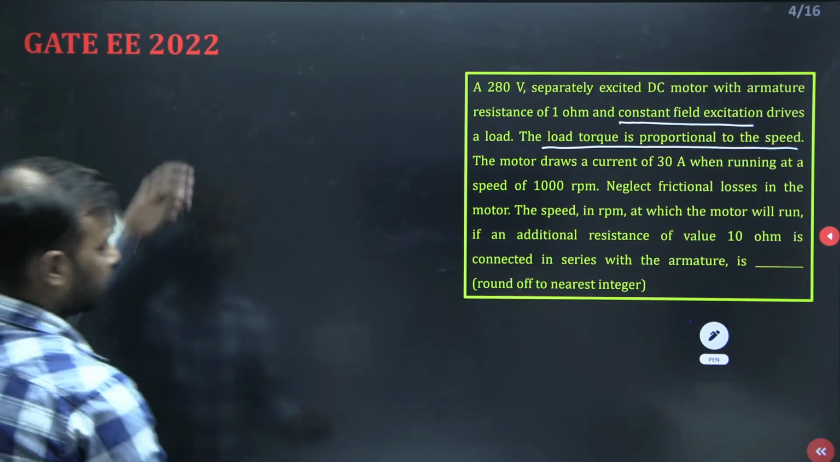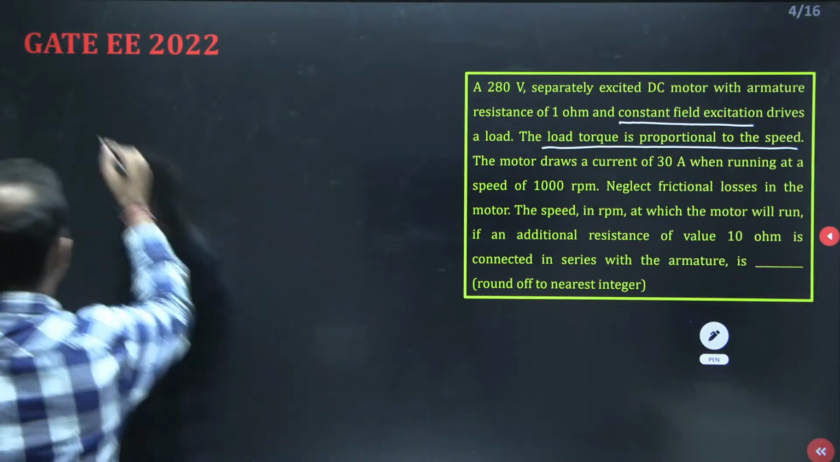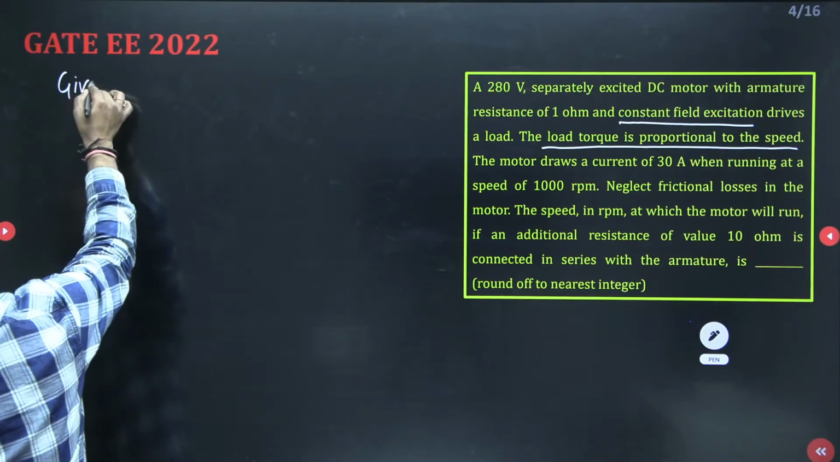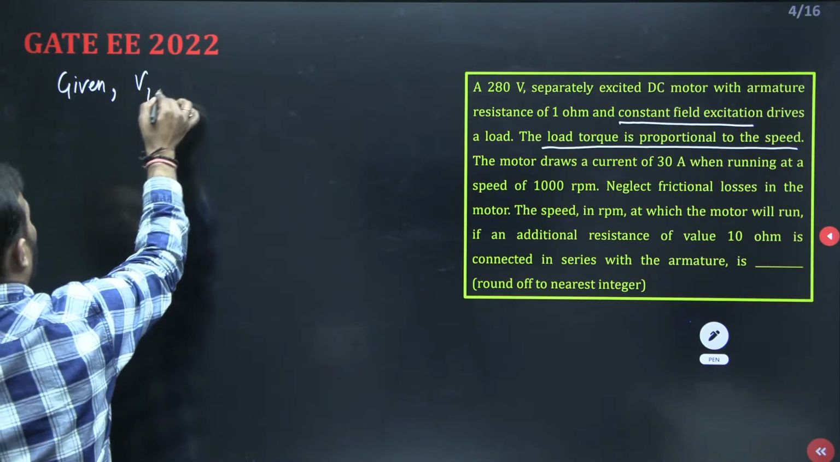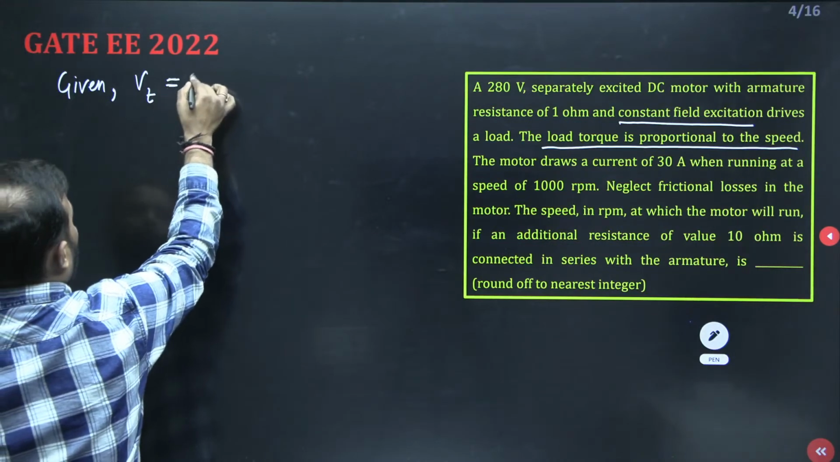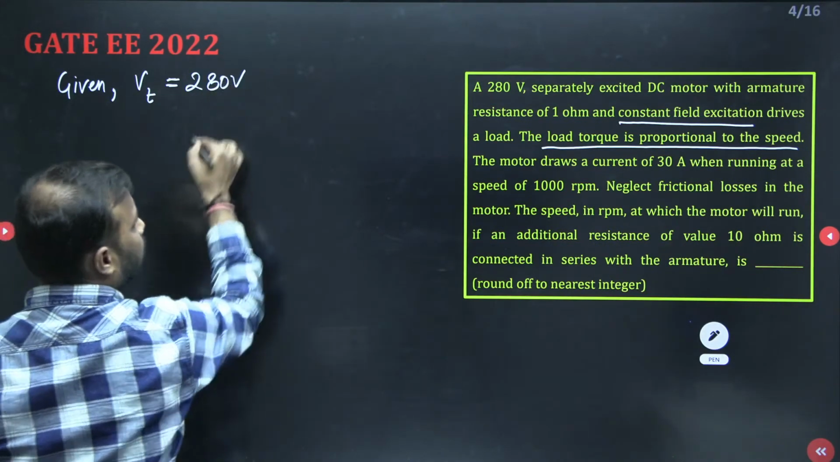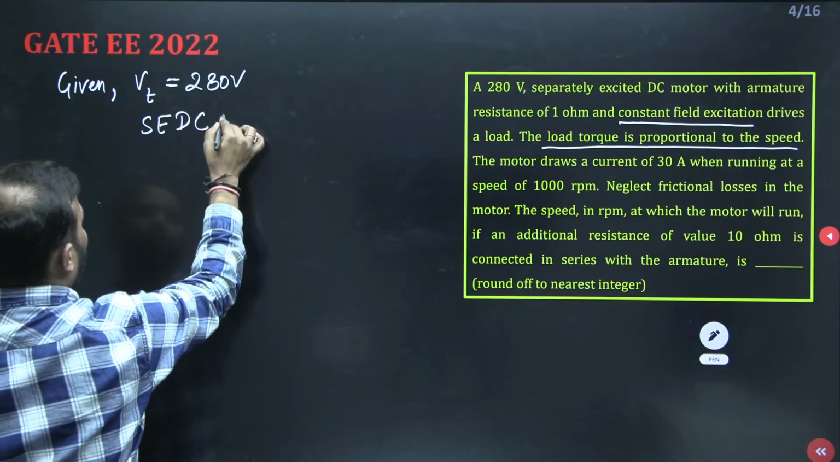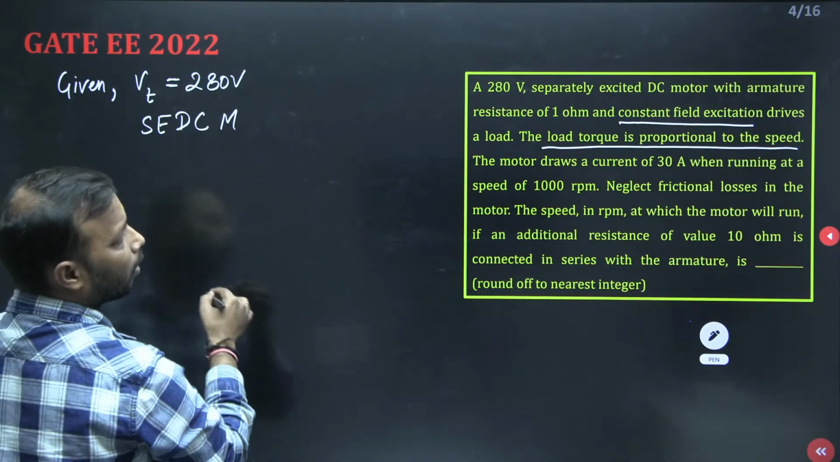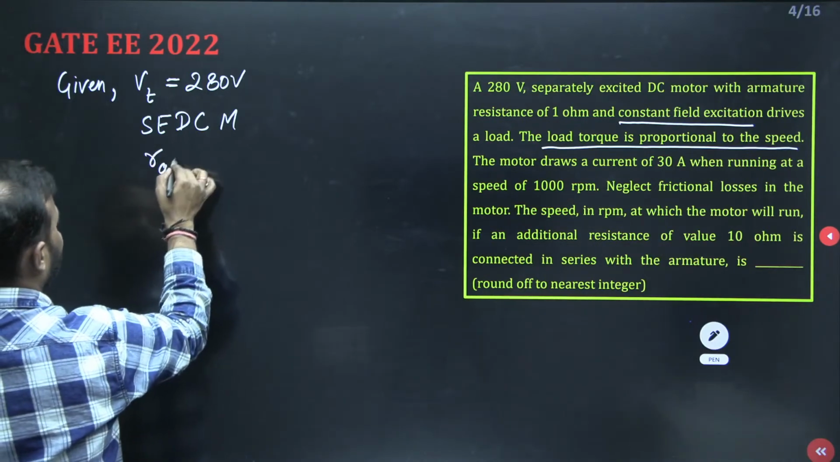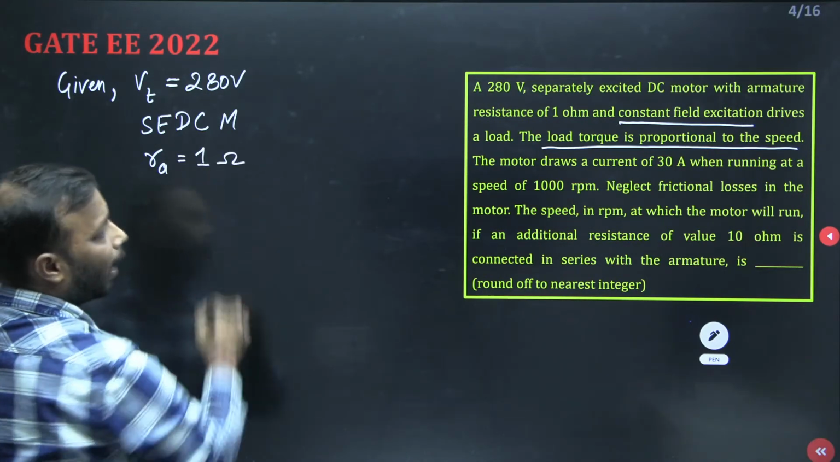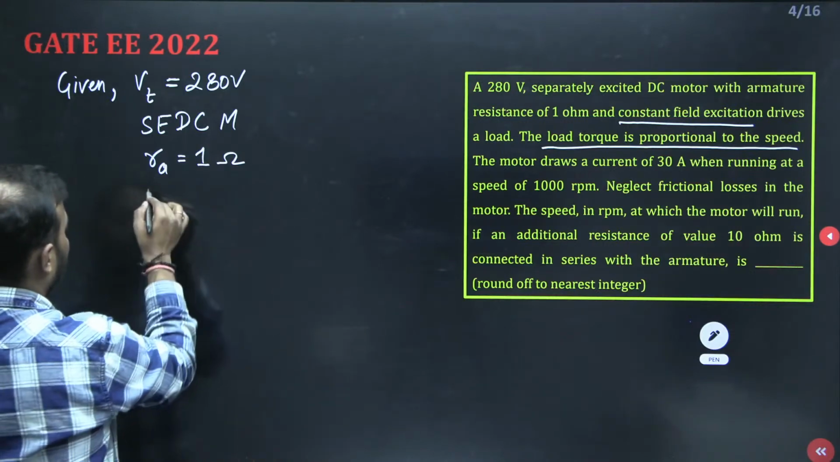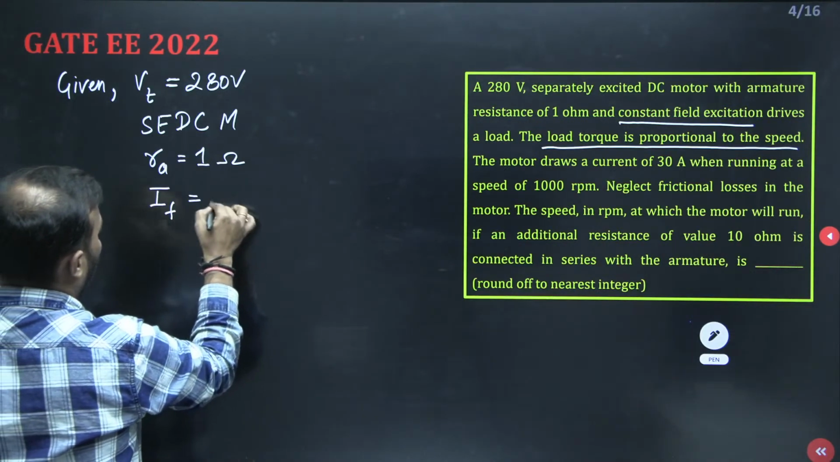So see, this is a separately excited DC motor. Let me write all the data given. Vt equal to 280 volt, and this is a separately excited DC motor. Next, armature resistance is 1 ohm and constant field excitation means IF equal to constant.